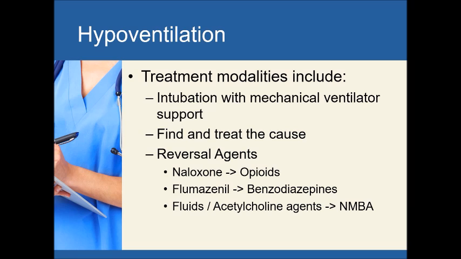Now, hypoventilation, some of the treatments for that include intubation and mechanical ventilation support. We need to treat and find the cause. If there is an obstruction, we need to deal with it. If it's oversedation, then we can use reversal agents. For opioids, we can use naloxone. For benzodiazepines, we can use flumazenil. And for paralytics, we can give fluids and acetylcholine.